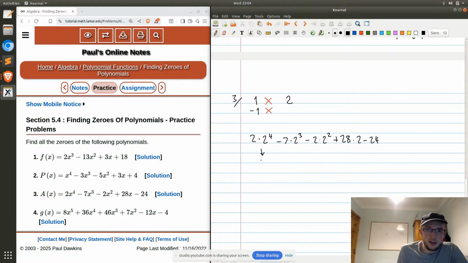Okay, that is 32. Take 56. Take 8, plus 56, take 24. Okay, so I can see these cancel. That's good. It's 24, and 24 minus 24 is 0. So good. So 2 works.